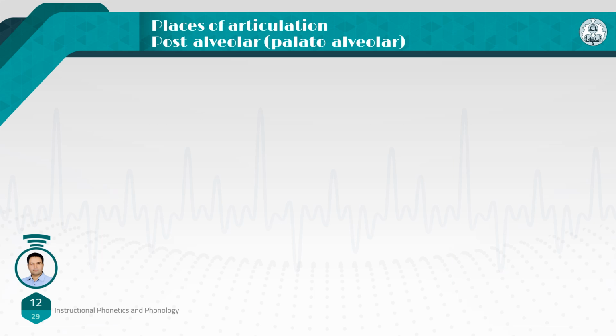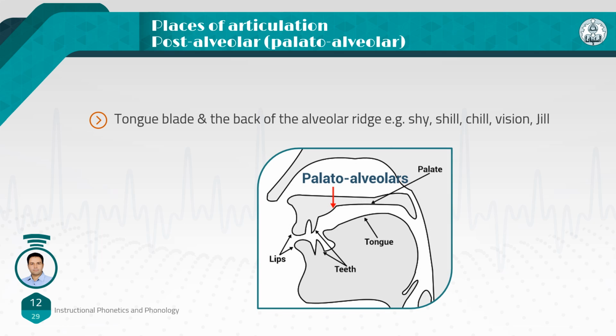Next place of articulation is post-alveolar or palatoalveolar. As you can see in the picture, the tongue blade and back of the alveolar ridge is used. For example, shy, chill, vision, Jill. These are all palatoalveolars. Tongue blade and back of the alveolar ridge is used.